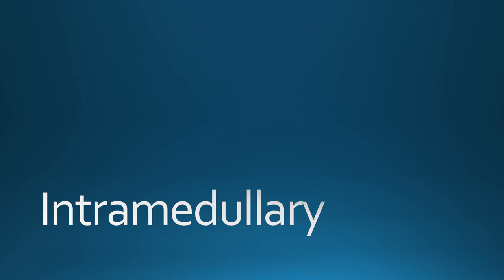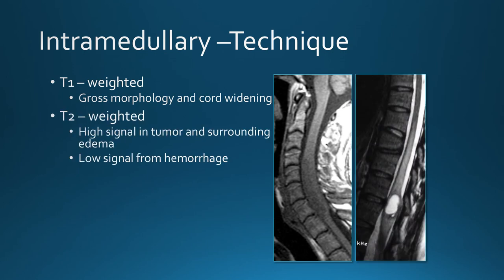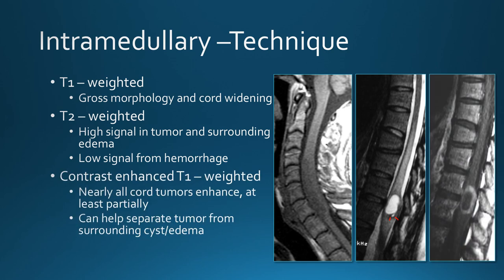And finally, we'll discuss the intramedullary compartment. For technique, T1 weighted images are good for looking at the gross morphology of the spinal cord. On the T2 weighted images, the tumors will be bright, as well as the surrounding edema. Hemorrhagic components are going to be dark on T2. And the contrast enhanced T1 weighted images are very helpful.